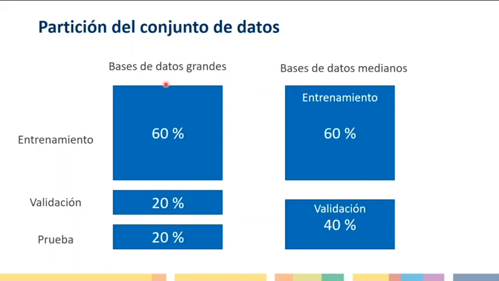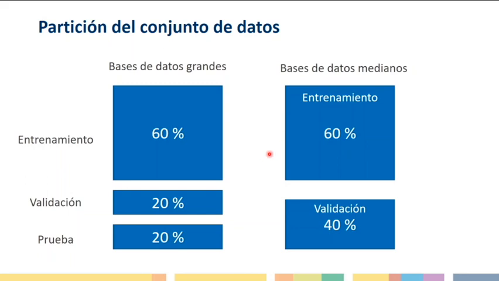And for large databases, we can keep 60% for training, and 20% is going to be left for validation to tune those parameters of the model. And finally, we're going to leave another 20% set apart for test. This 20% is never seen by the model until the end. So these are some of the strategies that can be used.